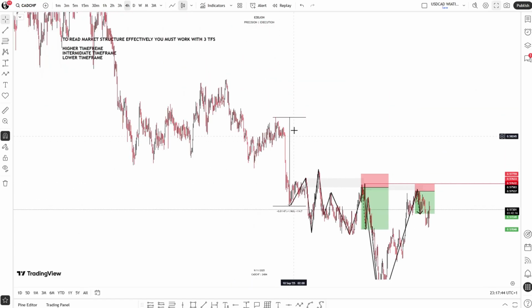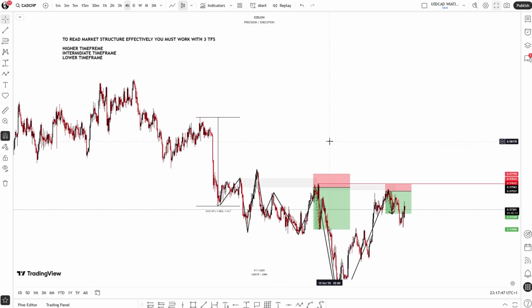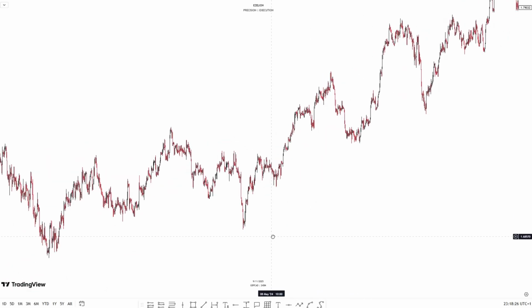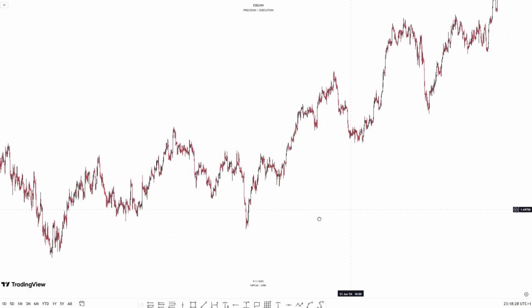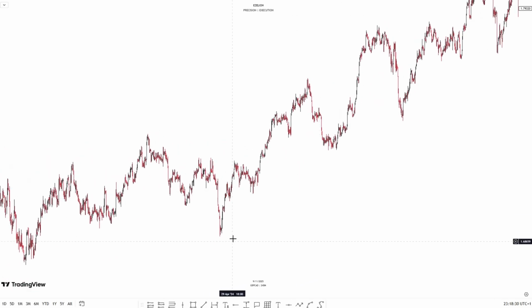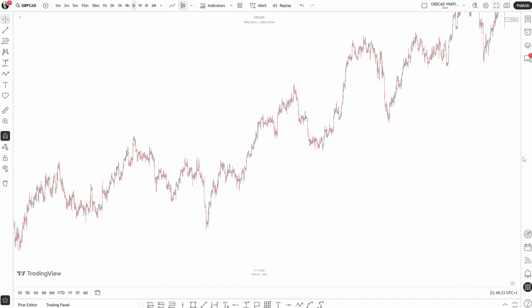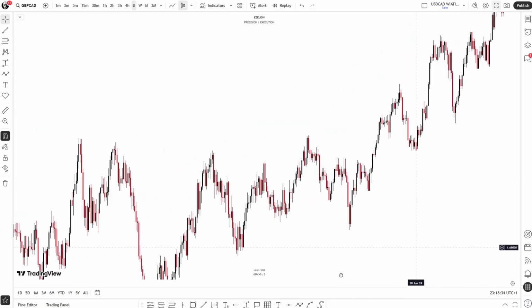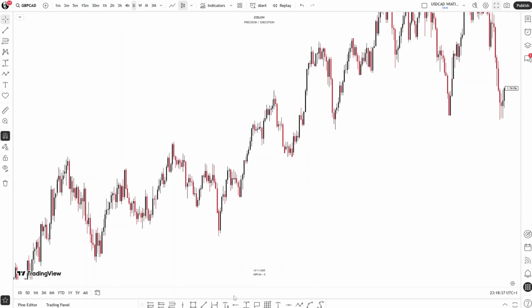Now let me give you guys another example so it can solidify your understanding of it. Alright, so this example is on CAD JPY. I would have liked to use the 1 hour time frame, but let's use the daily time frame. I think this structure is huge. Now, using the daily time frame, what do we have here?